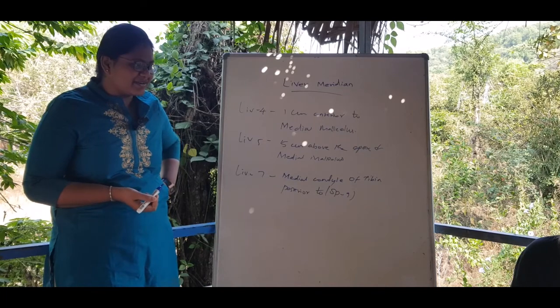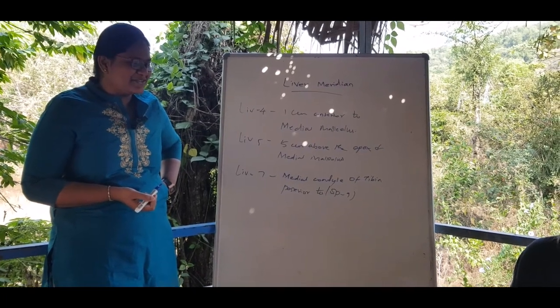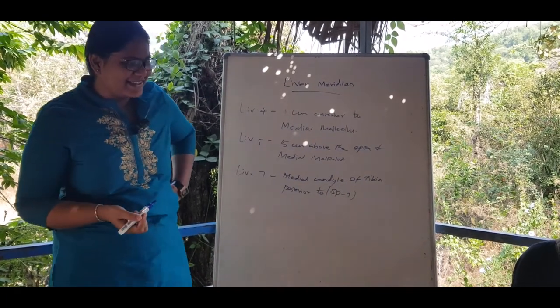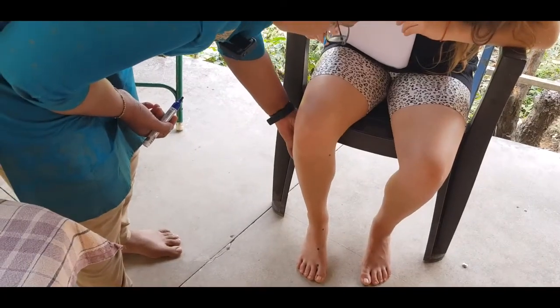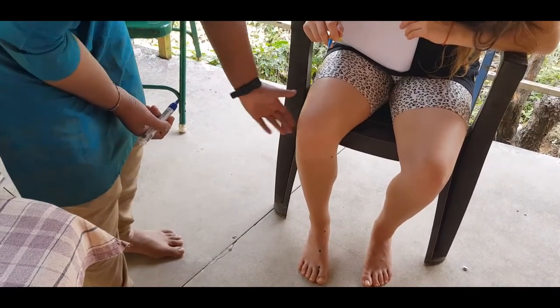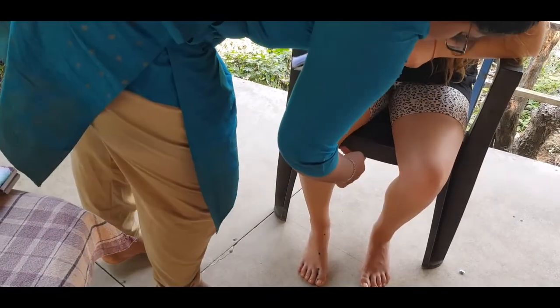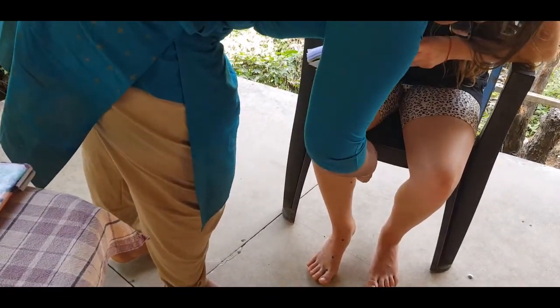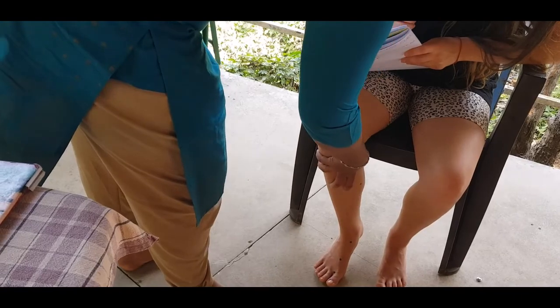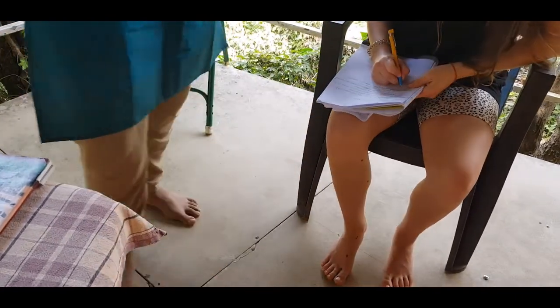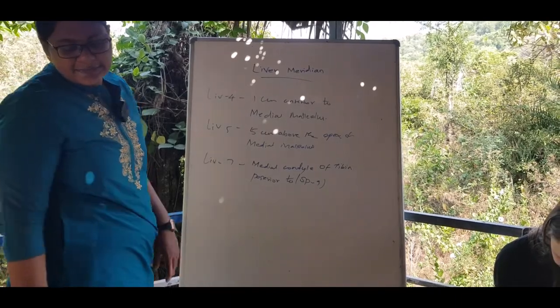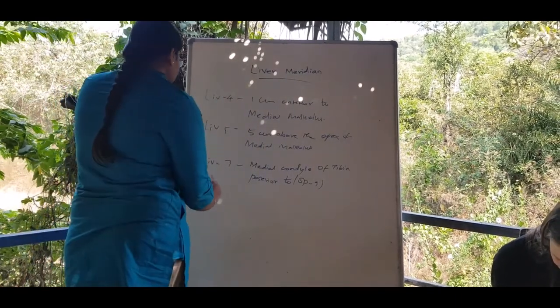Do you remember? It was like the spine or something. No, no, no, I don't remember. This is your popliteal fossa, and the crease which you are noting, this is going to be your liver 8. That is liver 8.